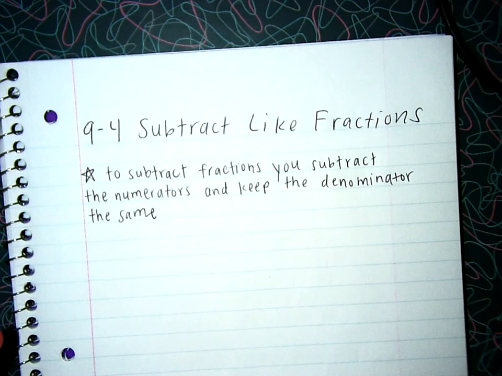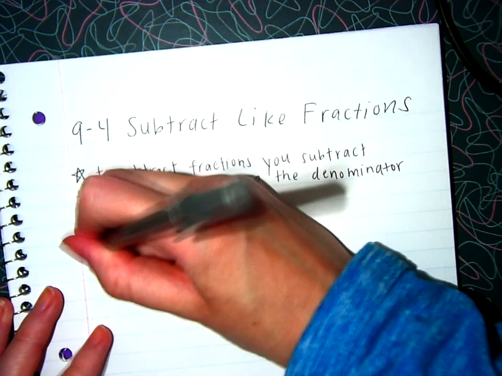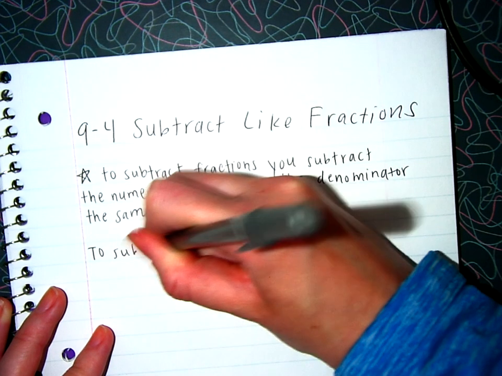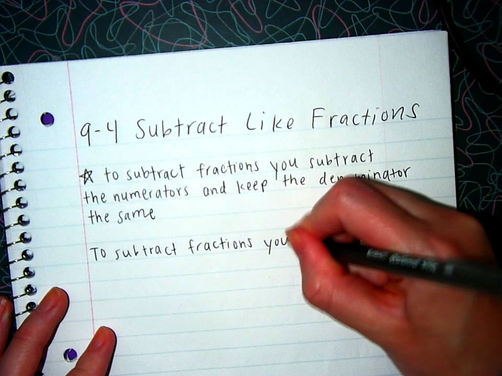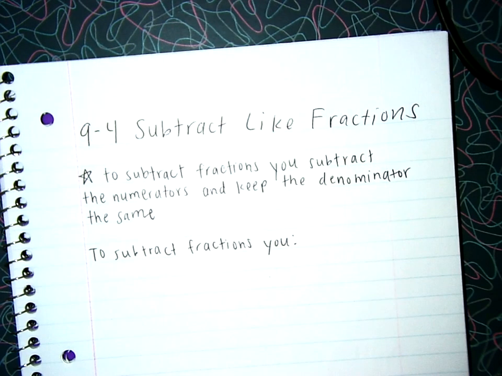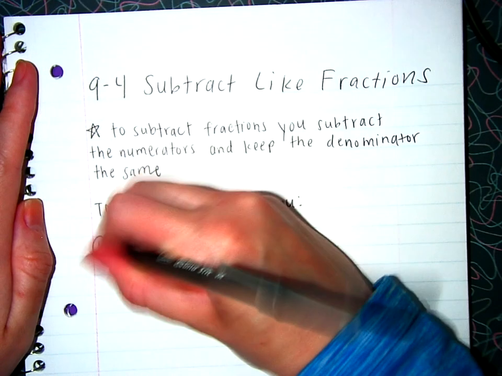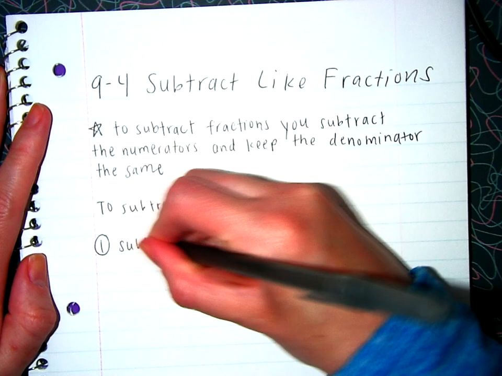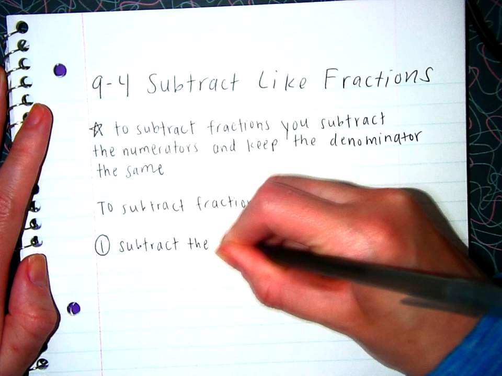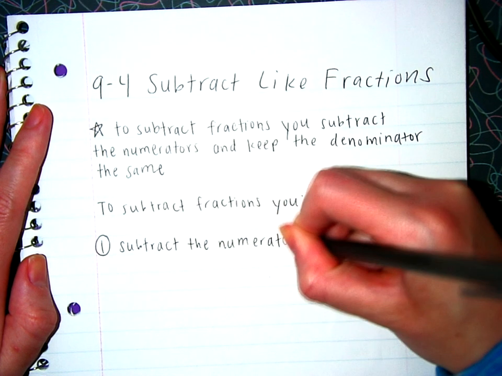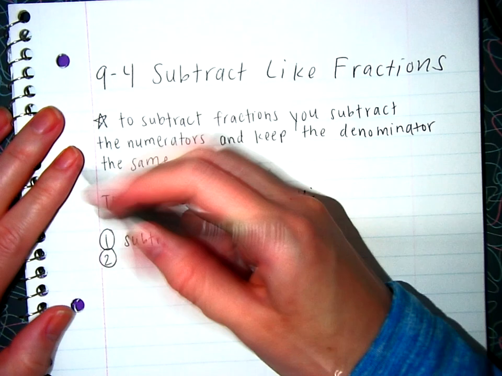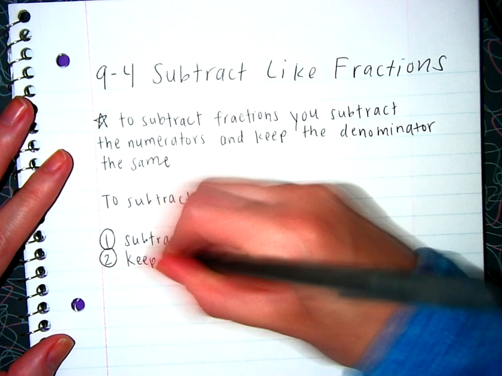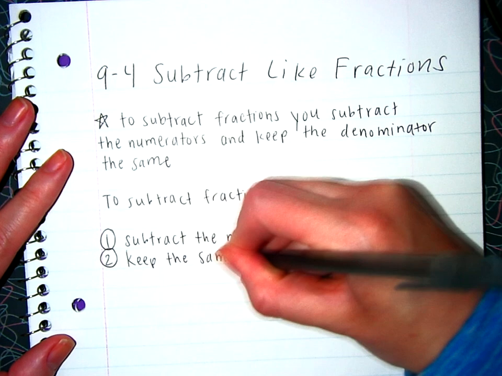Just like in our addition, we're going to do the 5 steps. So to subtract fractions, you, and then we're going to go ahead and write the 5 steps. 1, subtract the numerators. Then step 2 is to keep the same denominator.